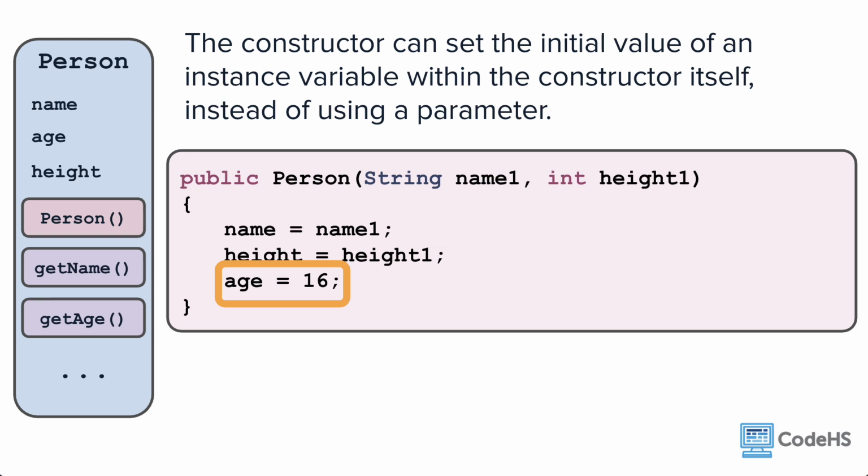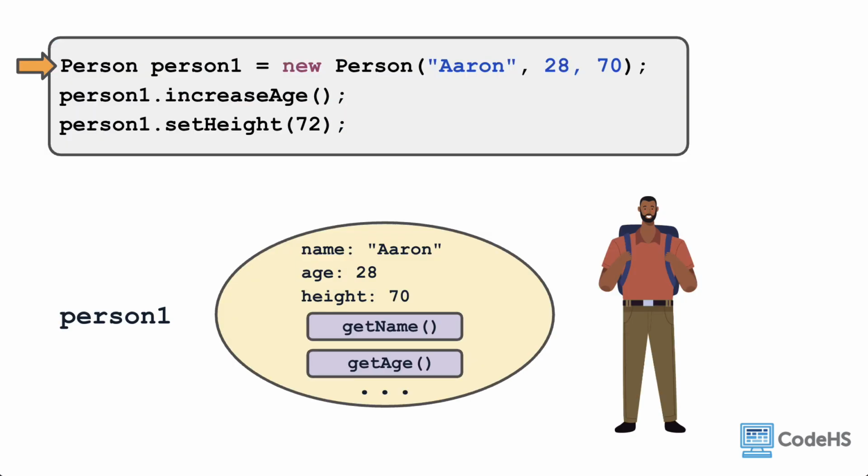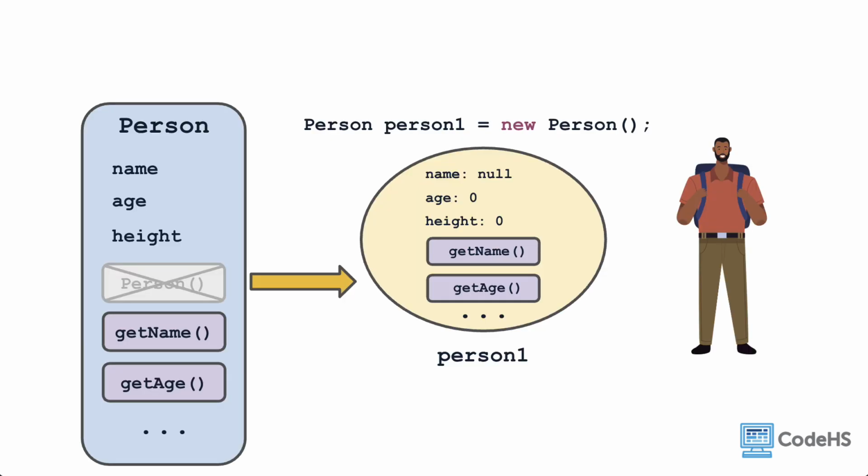Alright, back to our original person example. After the creation of the object, you can change the state of the object by changing the values of its attributes, which is often done using the object's instance methods. This is now a new state of the person1 object.